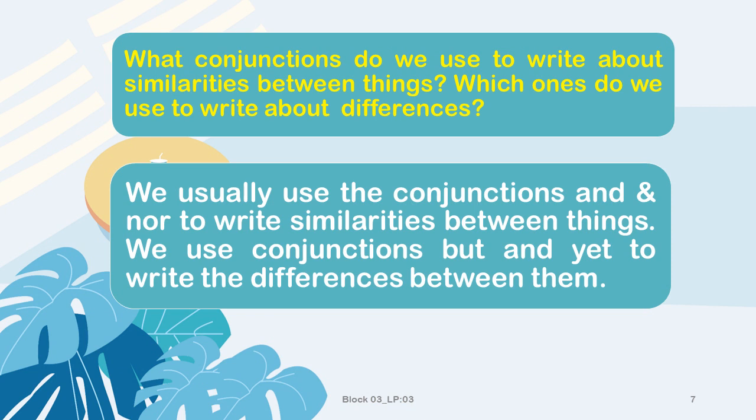What conjunctions do we use to write about similarities between things? Which ones do we use to write about differences? We usually use the conjunctions and, nor to write similarities between things. We use the conjunctions but and yet to write the differences between them.